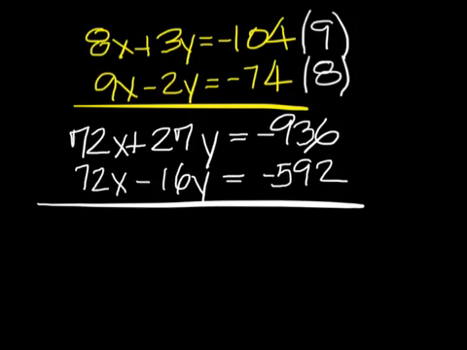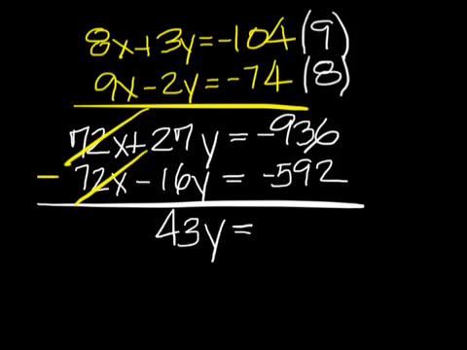The purpose for having two positive 72s here is that we're going to subtract these equations. When you subtract 72x and 72x, what do you get? 0. So they just cancel out. Now you have 27 minus a negative 16. 27 minus a negative 16 is 43. So that's 43y.